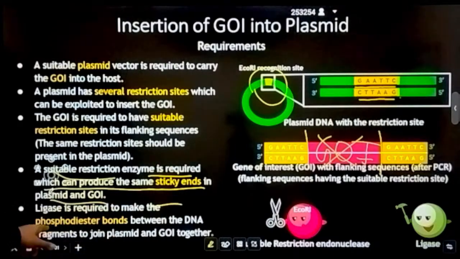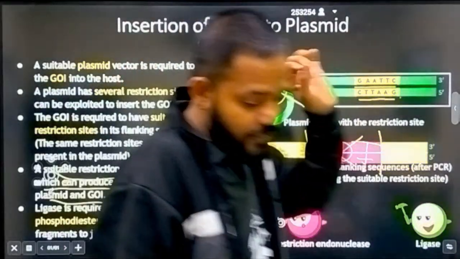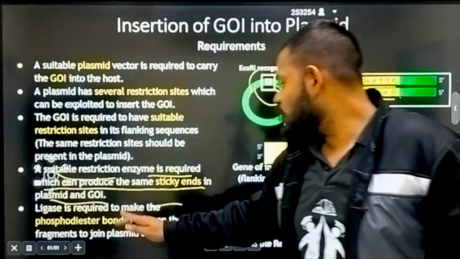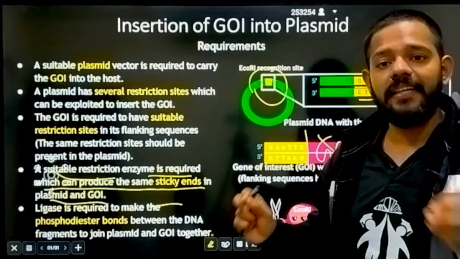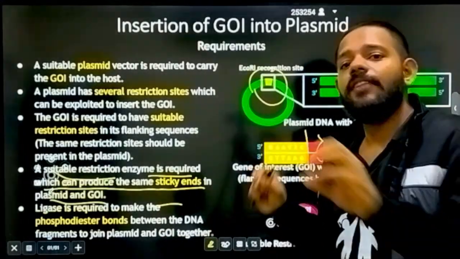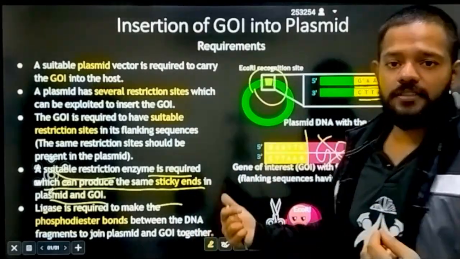Ligase is required to make the phosphodiester bond between the DNA fragments to join plasmid and GOI together. That is the simple work of your DNA ligase, that it will join these by the help of a phosphodiester bond between the DNA of the plasmid and that GOI, your gene of interest.